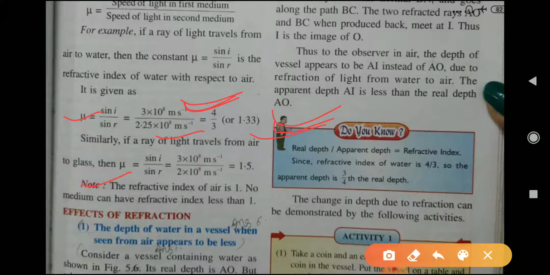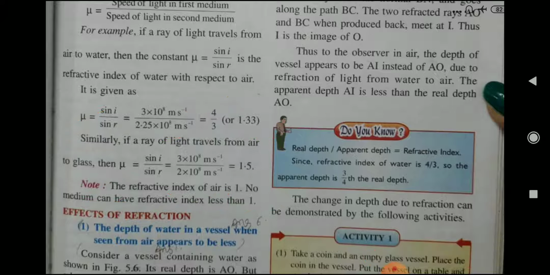Note, the refractive index of air is 1. No medium can have a refractive index less than 1. So these are the laws of refraction.